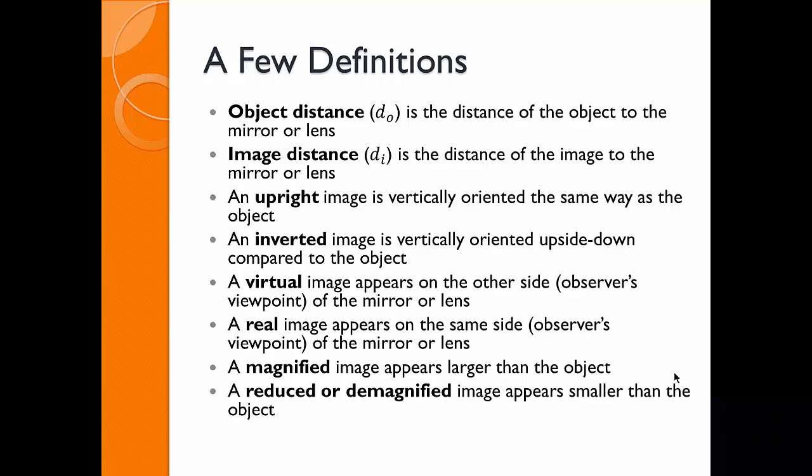An upright and inverted image, those are opposite terms. And then we also have virtual image and real image. We're going to go into these two words in a little bit more detail in the set of slides going forward. But understand that they are opposite terms, representing on which side of the mirror or lens the image appears. And then the last two are basically also opposites. An image will either appear larger or smaller, or in some cases exactly the same size. So, the image size compared to the object size.